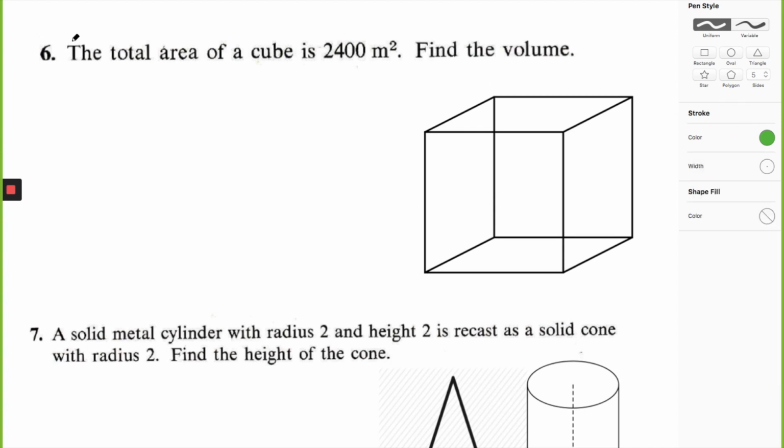But anyways, number 6, that was the easier of the two. I'm guessing fewer people are going to look at those. So let me go through that, and then I'll go through number 7 right after that. Number 6, we have the total area of a cube is 2,400 square meters. Normally when we have squares, we need to take the square root of the area to get a side length. So I'm going to label this as S here and S here, because getting a side length is really important.